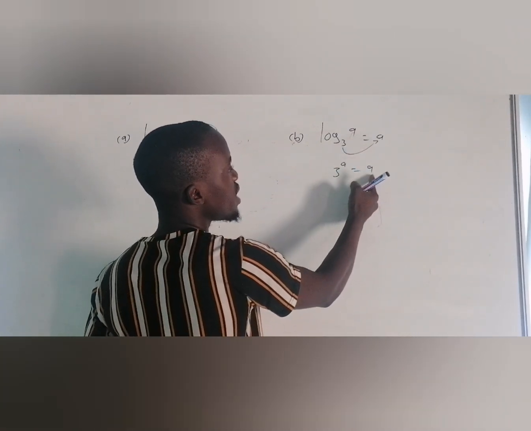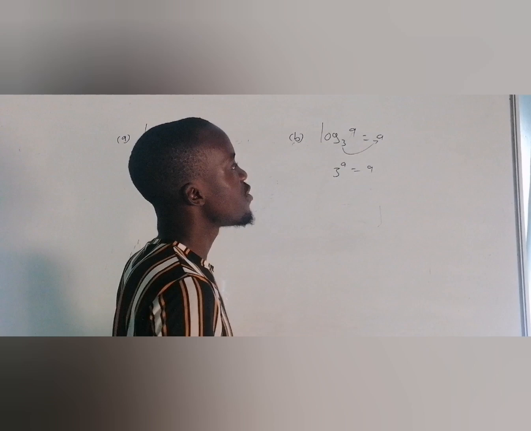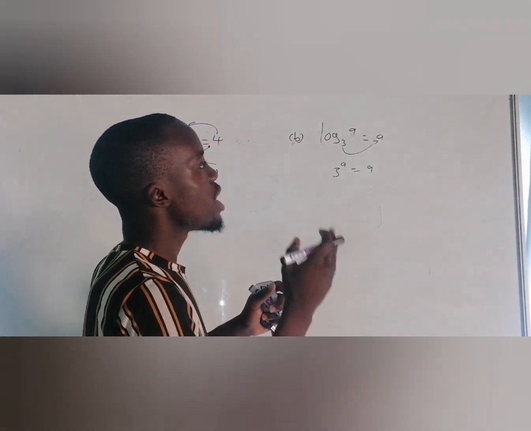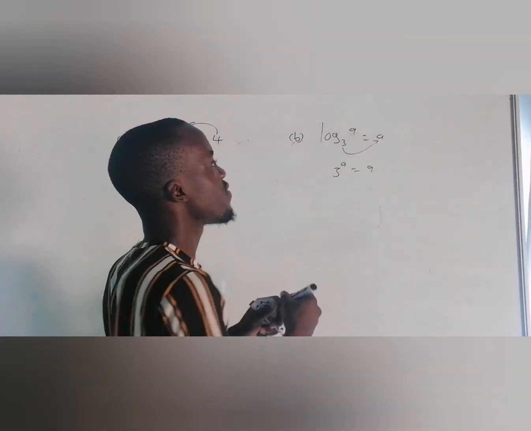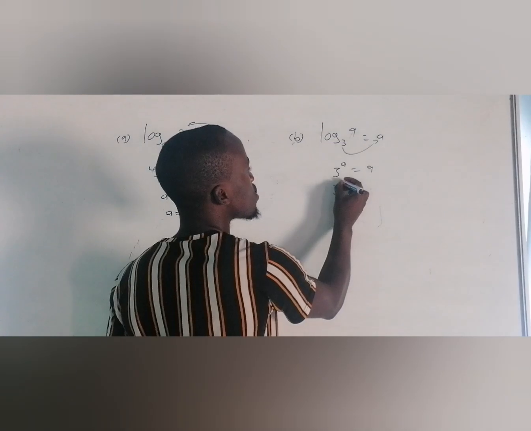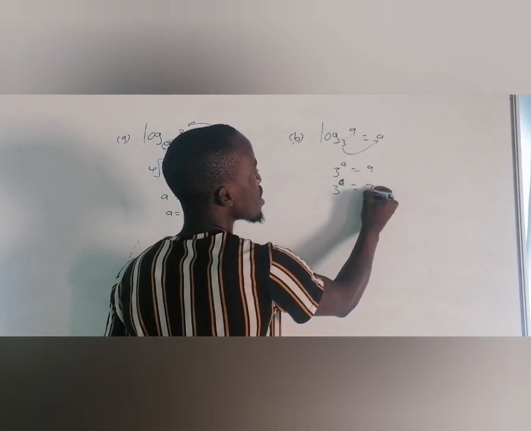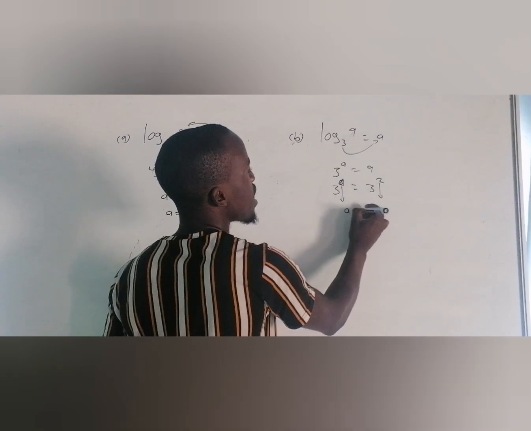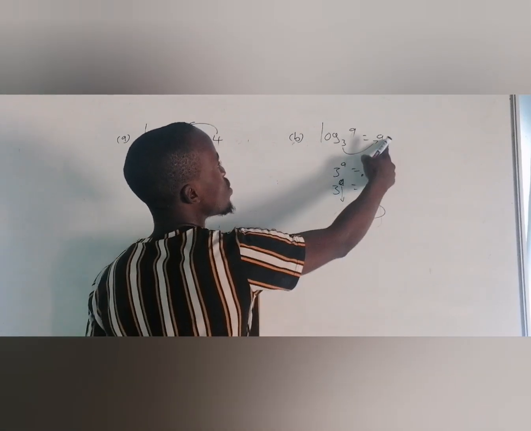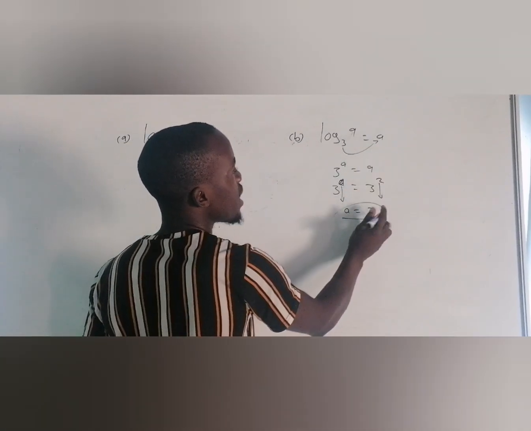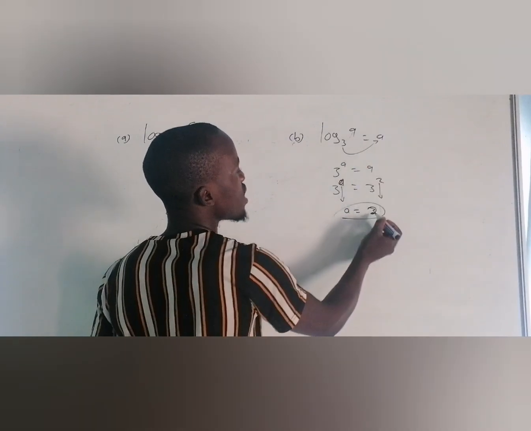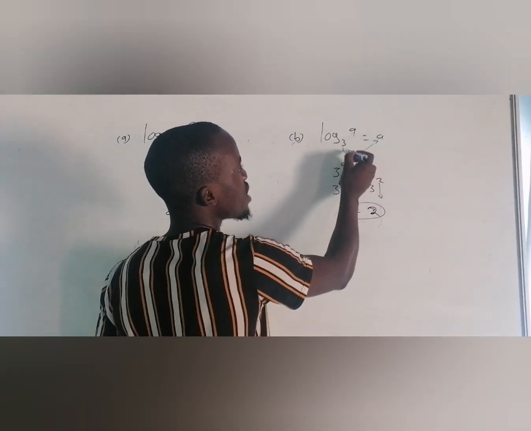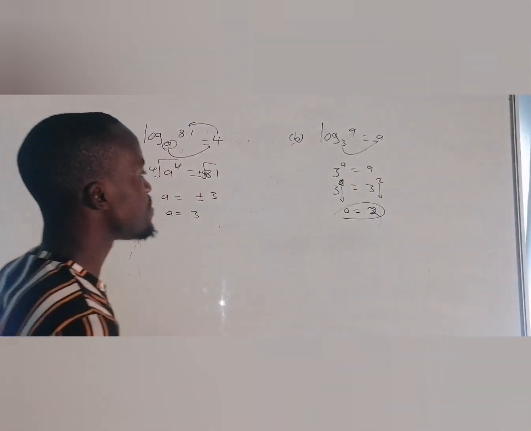Therefore you punch your calculator, if you're using the casual calculator, you punch 9 equal sign shift fact, it will give you squared. Therefore, you drop the exponents. A equals 3. Therefore, you take that 3 and a equals 2, not 3. You take this 2 and substitute there, then it will be 3 to the power 2 equals 9.